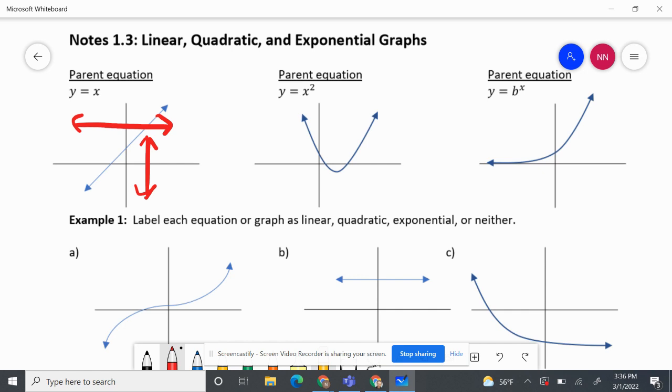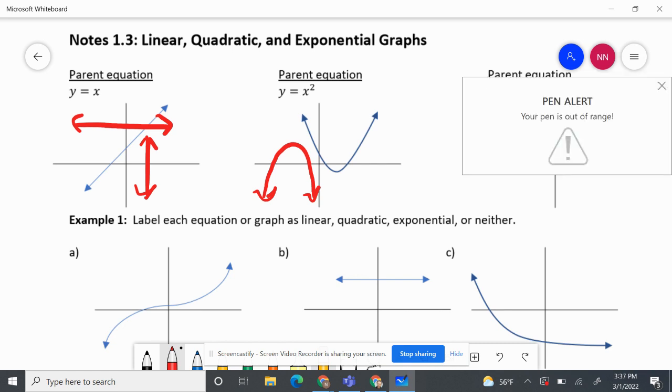For the next one, the parent graph is y equals x squared. So this right here could be going up. It could be going down. That would be a quadratic graph. And the parent exponential could either be growth like this, or it could be decay like this, where it has kind of a slight curve to it. So those are the different types of graphs that we're going to be doing.